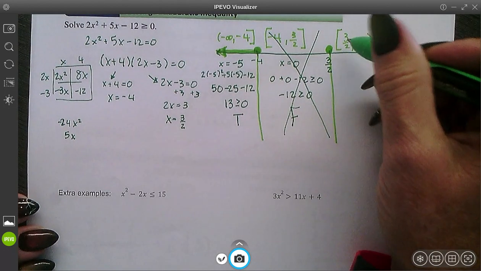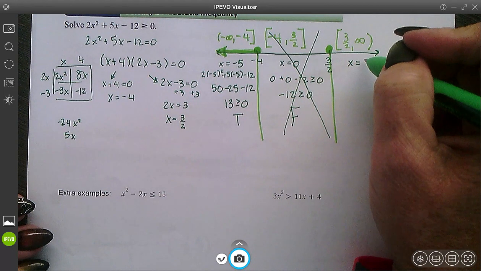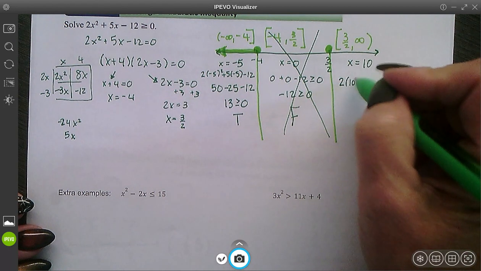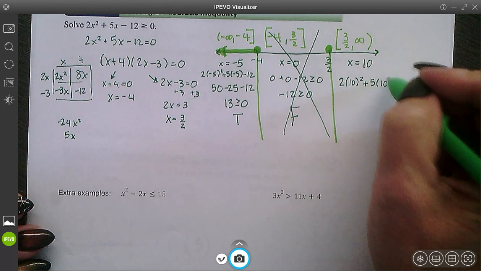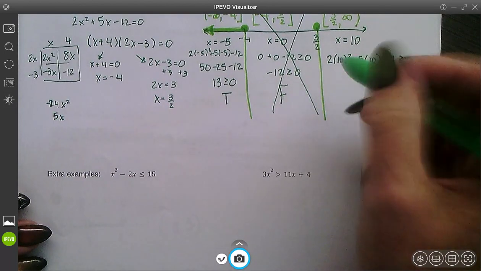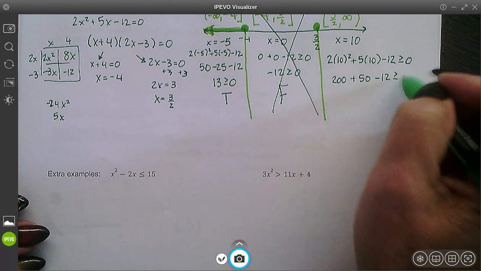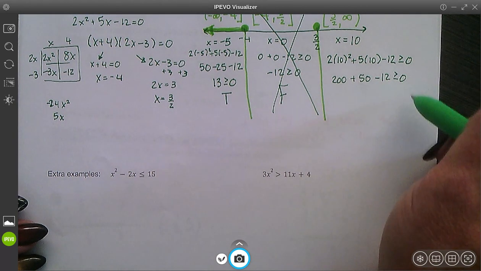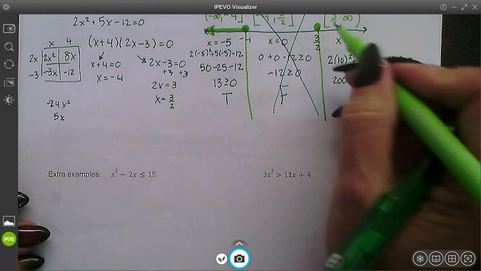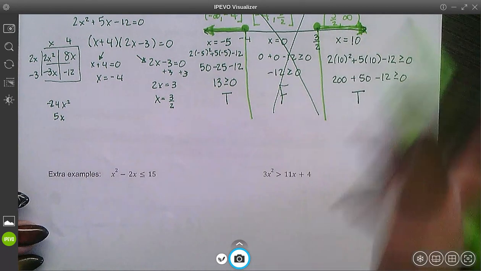And move on. A number bigger than 3 halves but smaller than infinity. How about, I don't know, I'll just do 10. It doesn't matter what number you pick. 2 times 10 squared plus 5 times 10 minus 12 is greater than or equal to 0. Well, 10 squared is 100, times 2 is 200, plus 50 minus 12 greater than or equal to 0. Yeah, 250 minus 12 is greater than 0, so this is true, which makes this interval also part of the solution to the inequality.